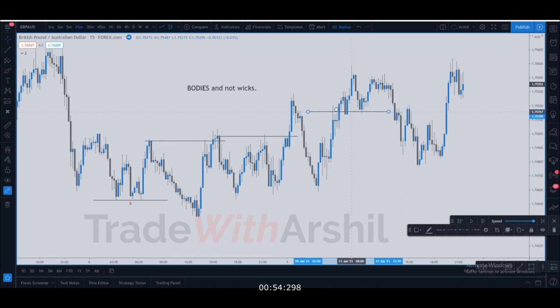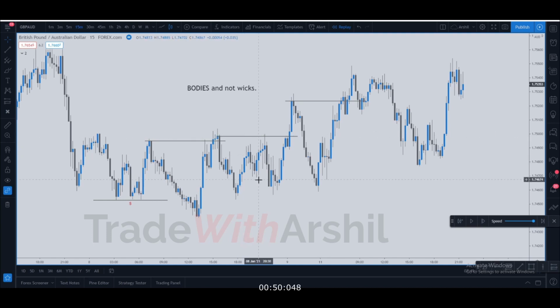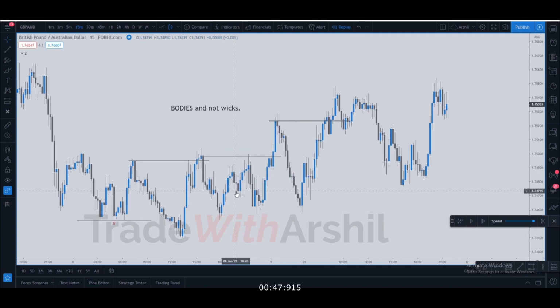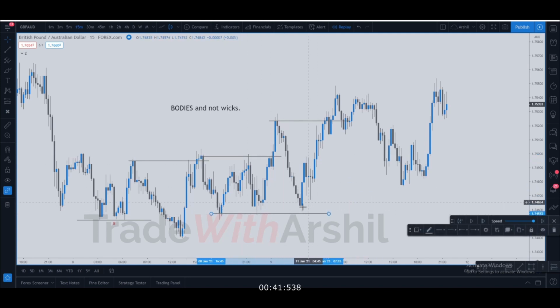Same goes over here, right? The body has to close above. That is why this is not a lower low, because the body did not close below. Same goes for this. The wick closed below, but the body did not close below, which is why it's a lower high, right? So bodies and not wicks, this is a key factor while trading, while understanding market structure.